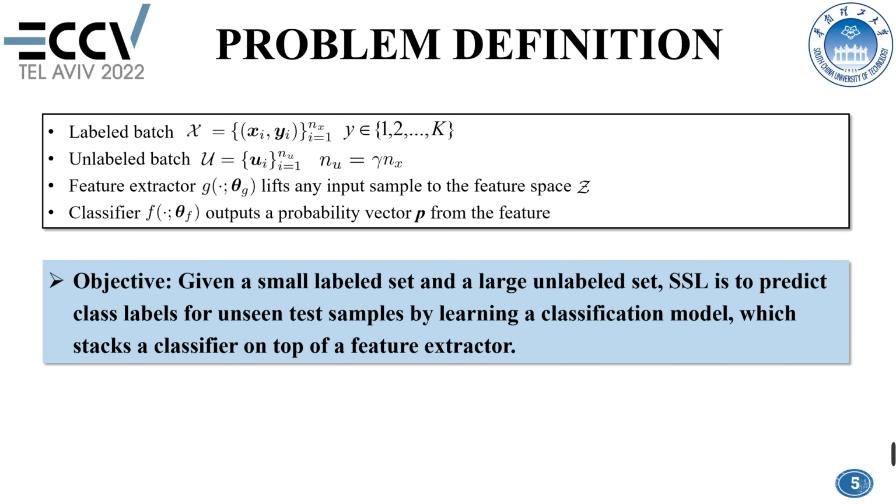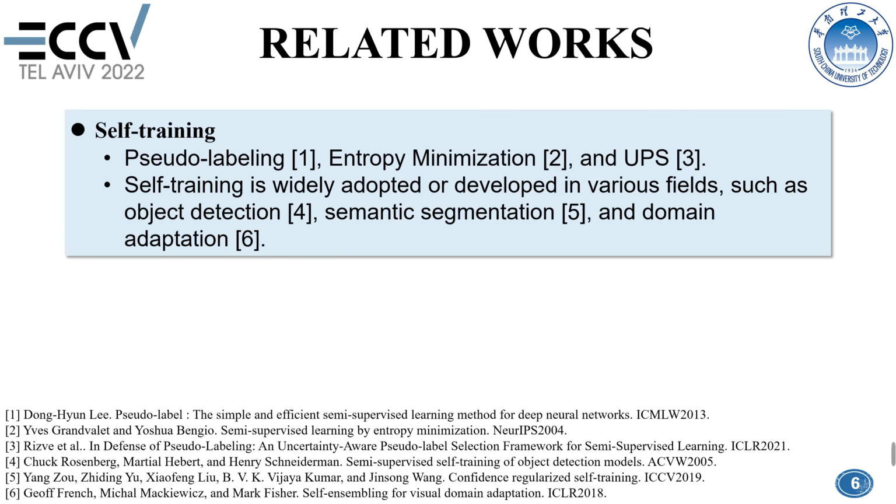Here is the problem definition of SSL. Given a small labeled set and a large unlabeled set, SSL is to predict class labels for unseen test samples by learning a classification model, which stacks a classifier on top of a feature extractor. Next, I will briefly introduce the related works in SSL literature.